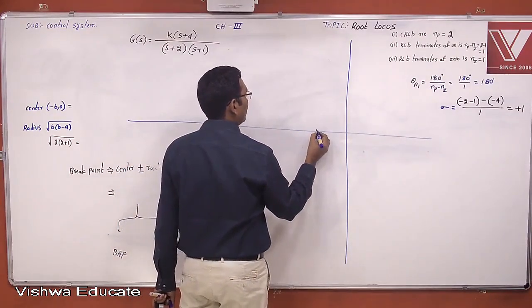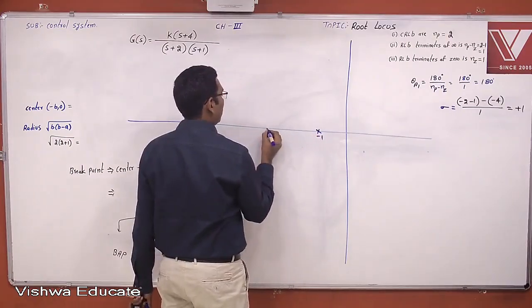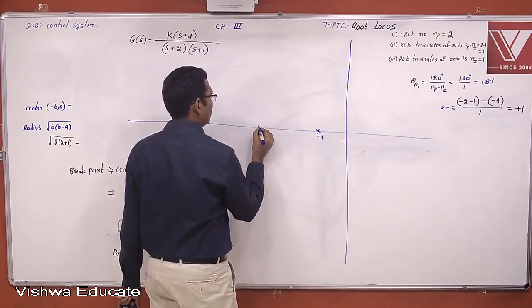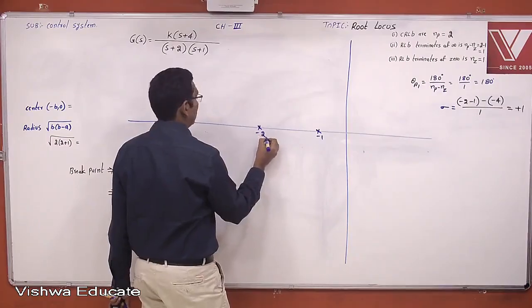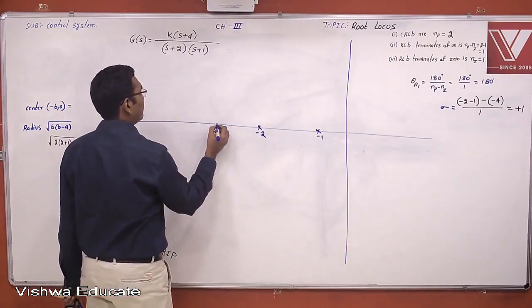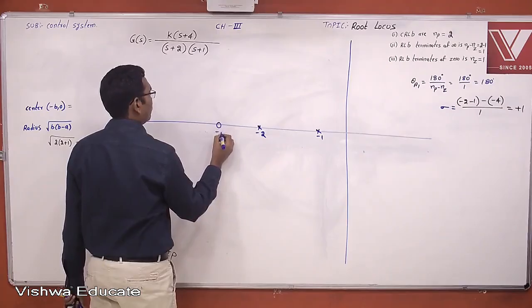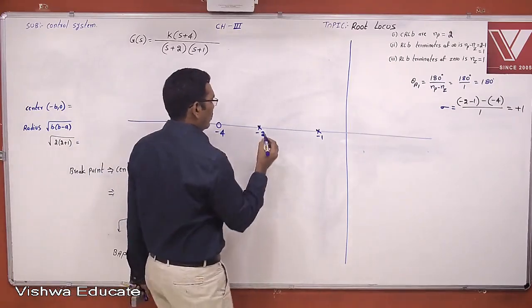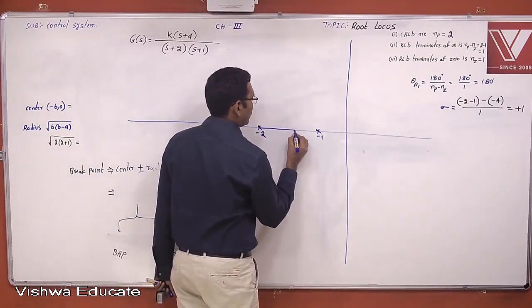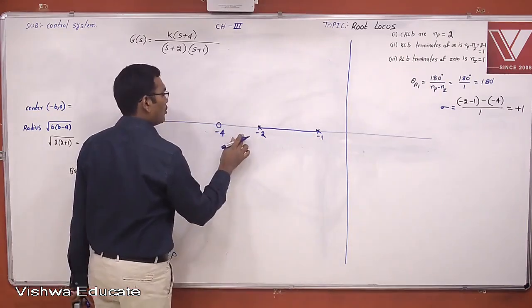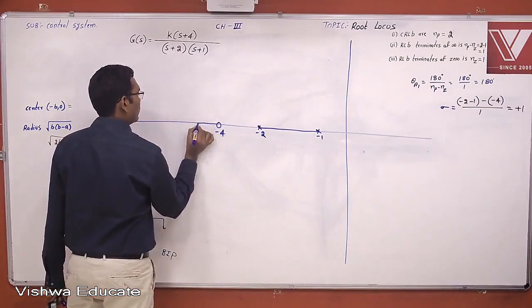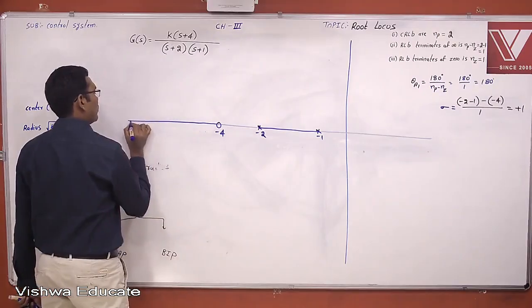One pole is at -1, one pole is at -2, and one 0 is at -4. Now this is the root locus branch, no, this is not a root locus branch. Now this entire portion is a root locus branch.